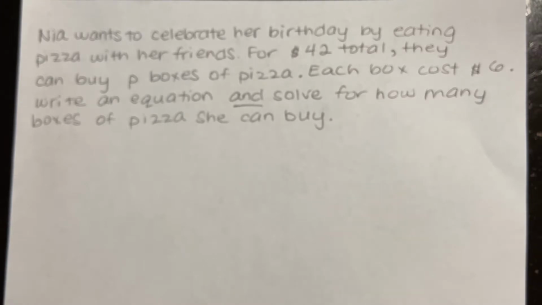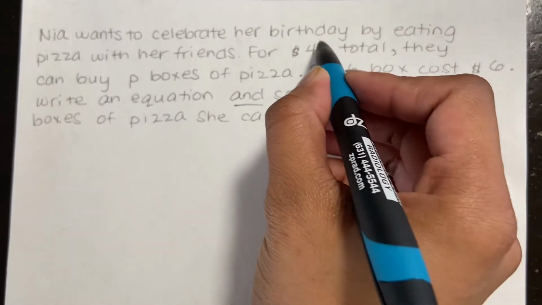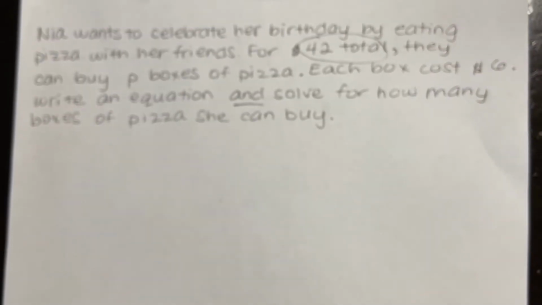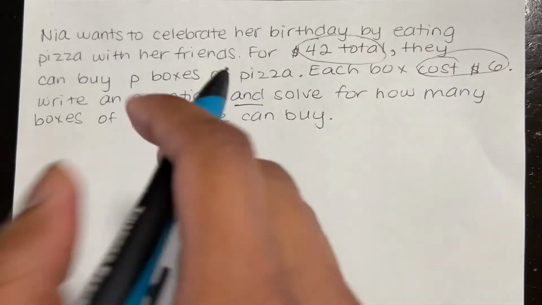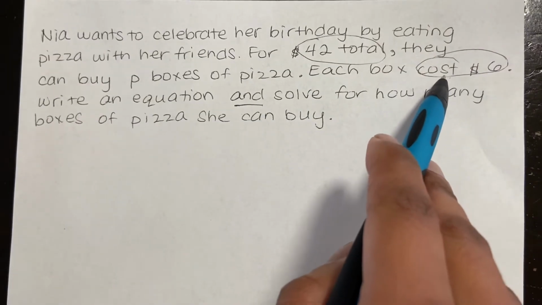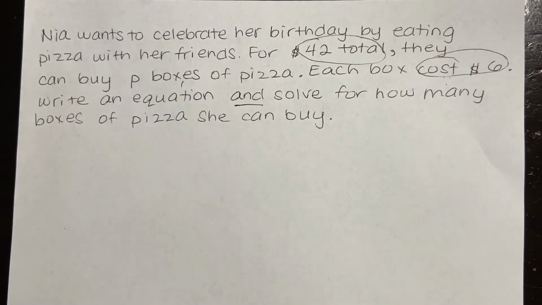Okay? So as we're thinking about this problem, I want to come up with an equation that I can use to help me think about the amount of boxes of pizza that she can buy. So I am going to think about the total amount of money that she's going to spend. And if I take that total amount of money and I divide that by the cost of each box of pizza, that will tell me how many boxes of pizza she can buy.